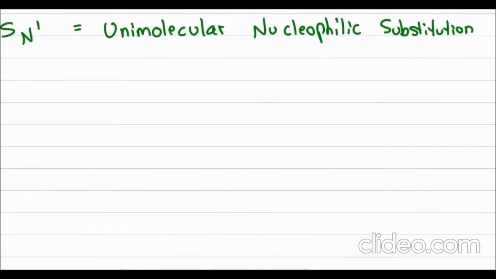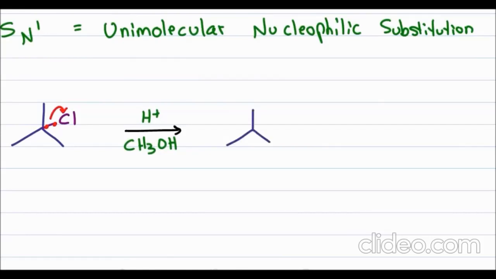For unimolecular nucleophilic substitution. Keep in mind this reaction is in competition with E1. The mechanism starts when the leaving group breaks away from the alkyl chain, taking the electrons with it, leaving carbon with a positive charge. The Cl- dissolves in solution as an unreactive spectator ion, and we have a carbocation intermediate.